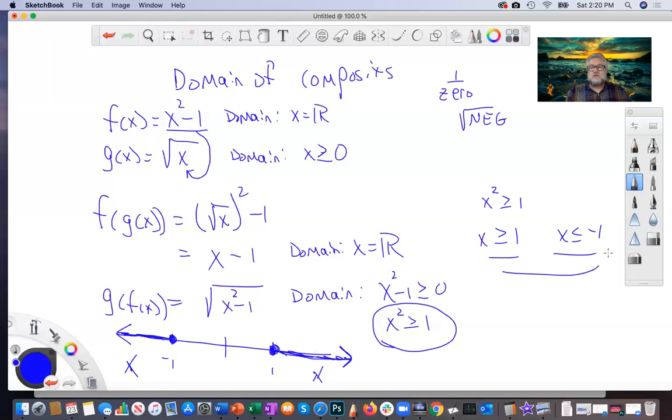So this would be the domain. That's how we need to report it. We can't report it as a function. That was a silly thing to do. We have to do it this way. Okay, does that make sense?